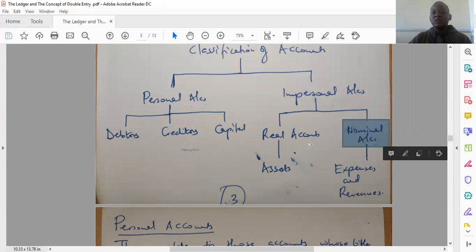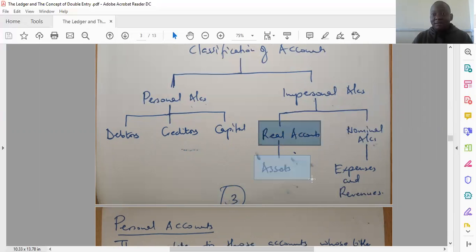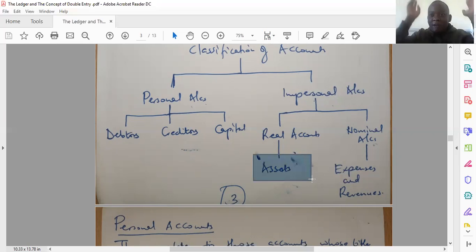The real accounts relate to assets. We all know what assets are: the economic resources of a business that have the potential of deriving economic benefits to the business as a result of a past event. You have tangible assets and intangible assets. Tangible assets are those that you can lay your hands on, like fixed assets, motor vehicles, land. We have current assets like cash and the bank. And then you have intangible assets like goodwill, which I cannot touch, but they are assets.